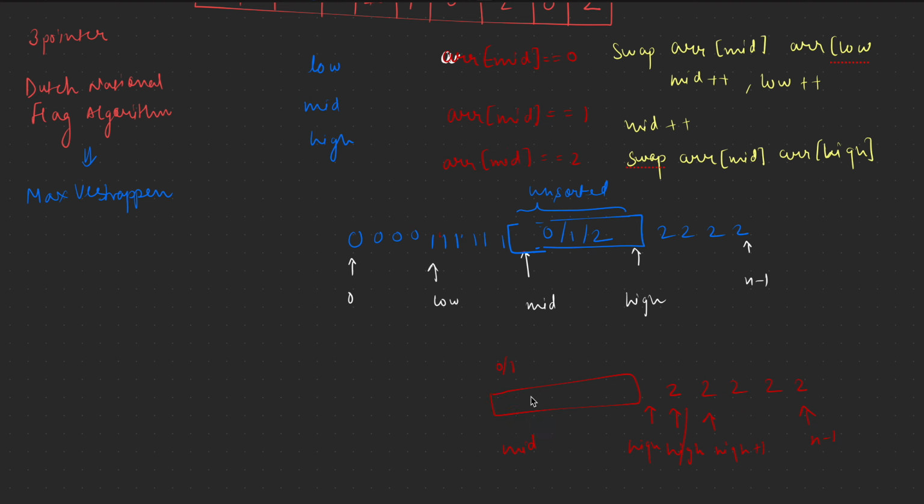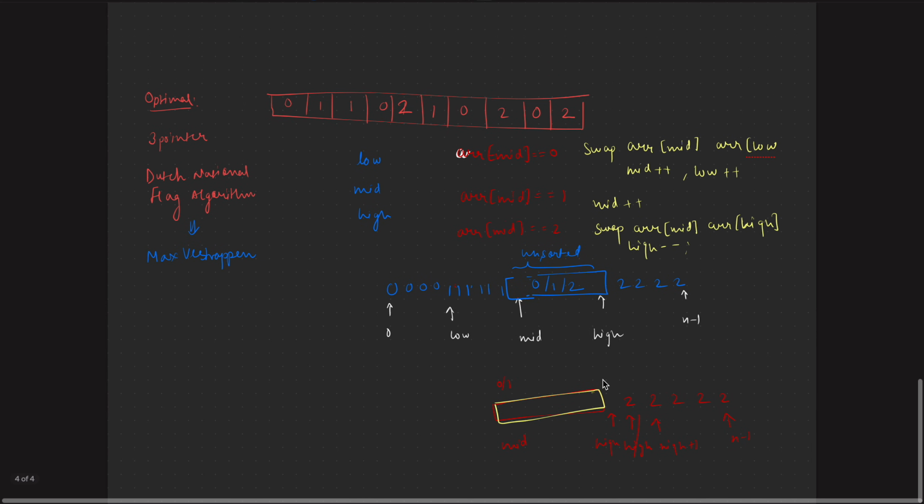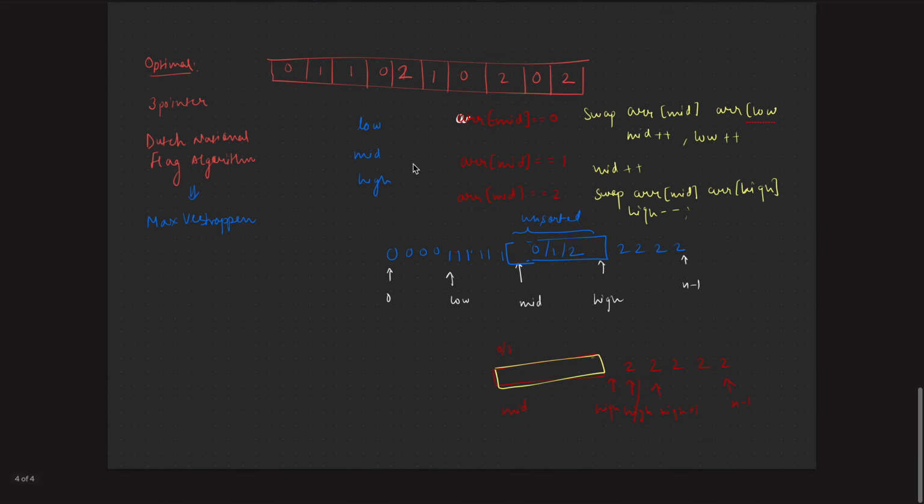And for keeping that unsorted boundary as it is, we can decrease the high pointer, and it will come to before the previous element. So it is high minus 1. High minus 1 will be the high pointer. So let's do a dry run of this solution. I know all the explanation might not make so much sense right now. Let's see a dry run of the solution.